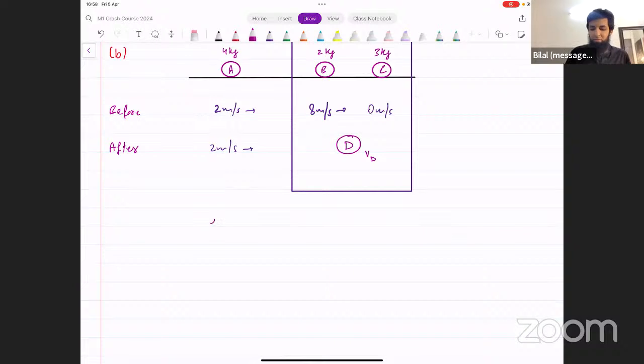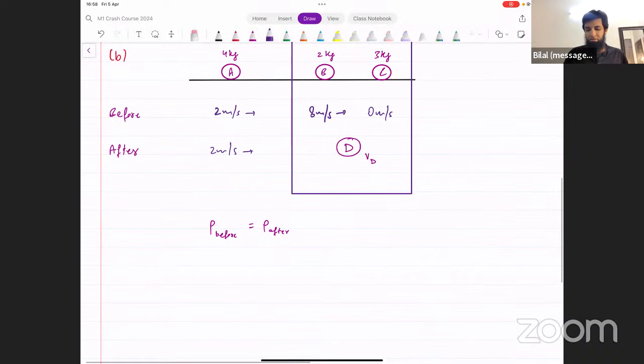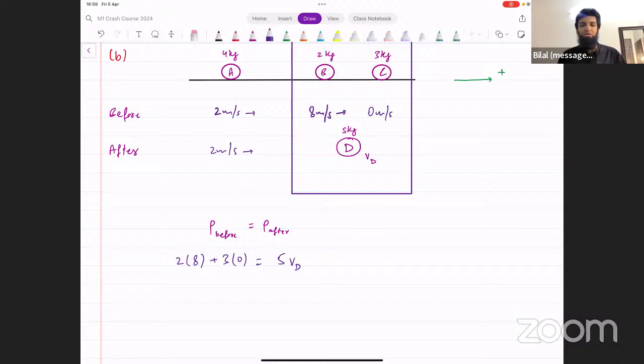Again, what do we say? Momentum before collision should remain the same as the momentum after collision. What's the momentum before collision? Mass of B is 2 into velocity of B, that's 8. We're taking the right side as positive, so that's 2 times 8, plus mass of C, sorry, that's 3, into velocity of C, that's 0, equals momentum after collision. Now, what about the mass of D? D is made by merging B and C together, right? What's the mass of B? 2 kilograms. What's the mass of C? 3 kilograms. So mass of D, therefore, is going to be the sum of those two, 5 kilograms. So mass of D, 5 into velocity of D. That is the momentum of D after collision.